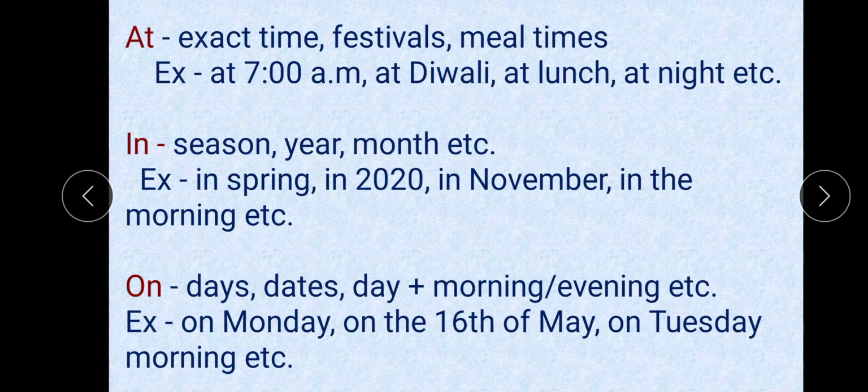Now, apart from these, more prepositions are there. We will see their uses. First of all, at. We use at before exact time or festivals or meal times, like at 7 a.m. When you are telling any exact time, you say that I will go there at 7 a.m.